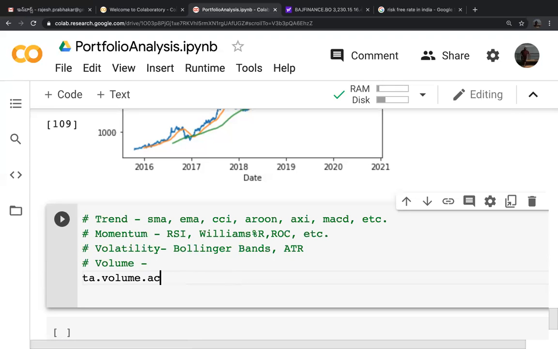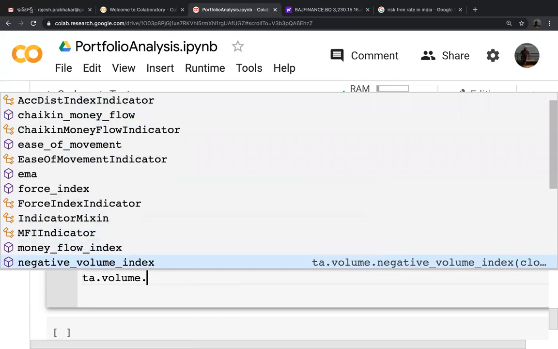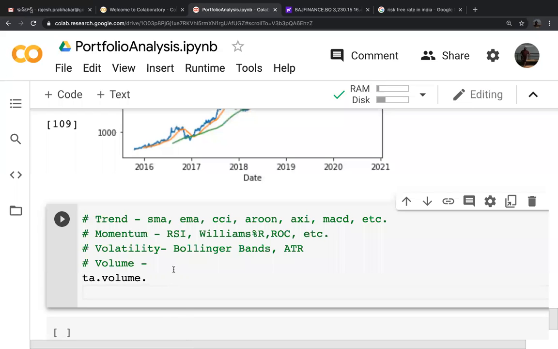See here, Chaikin money flow. So there are a lot of things. Chaikin money flow, on balance volume. These are very important. In volume indicators, we have Chaikin money flow and the on balance volume indicator, OBV. This is also used a lot in Europe and US. We don't use them much in India. Okay, so momentum, volume, trend, volatility, and then we have other indicators.